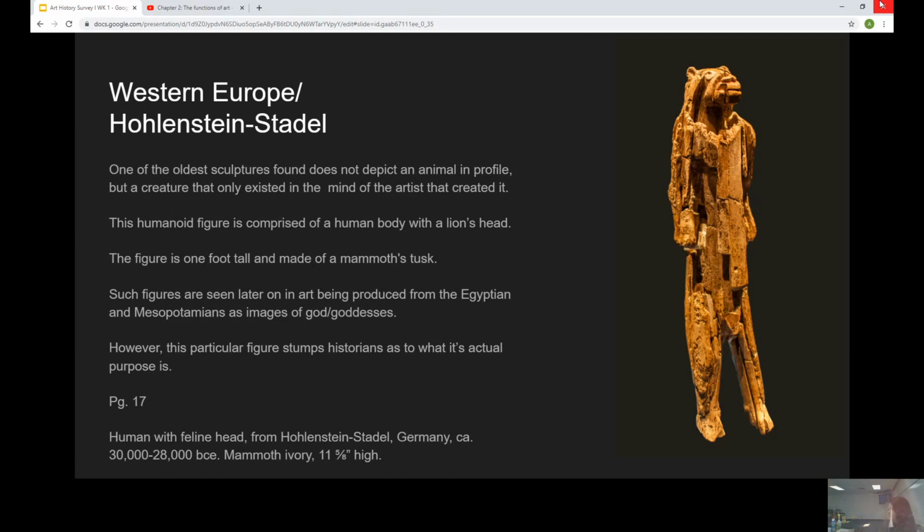Like I said, this figure has been stumping historians and art historians for many generations now as to why this exists. We don't know why they chose to make a human lion person. You could even argue that it looks kind of like a lion that's just standing on its back feet. That would definitely be an easy argument to make. Why does it exist? We don't know.